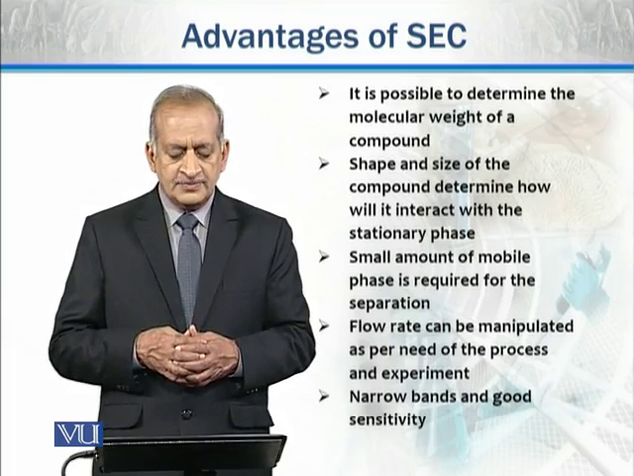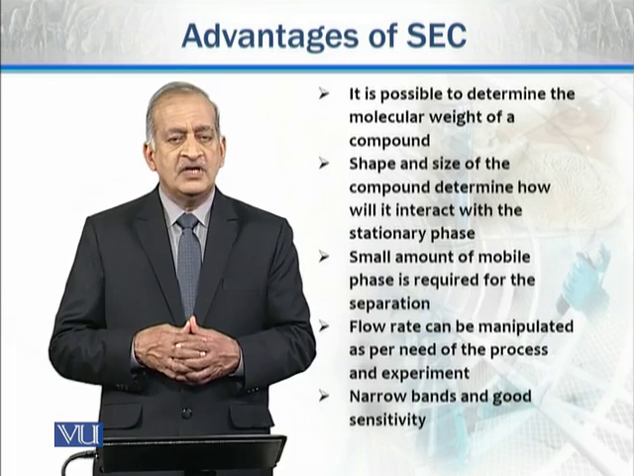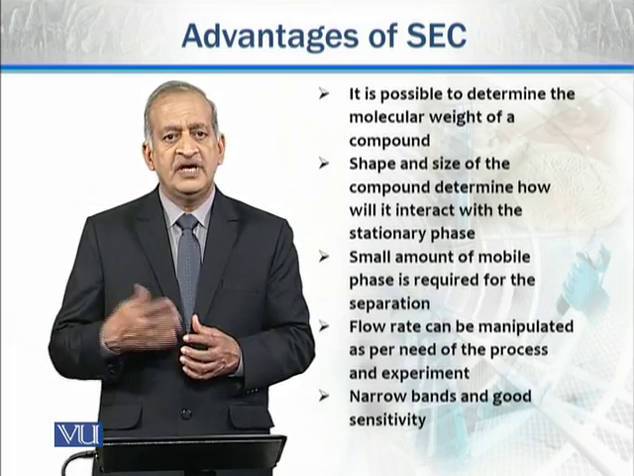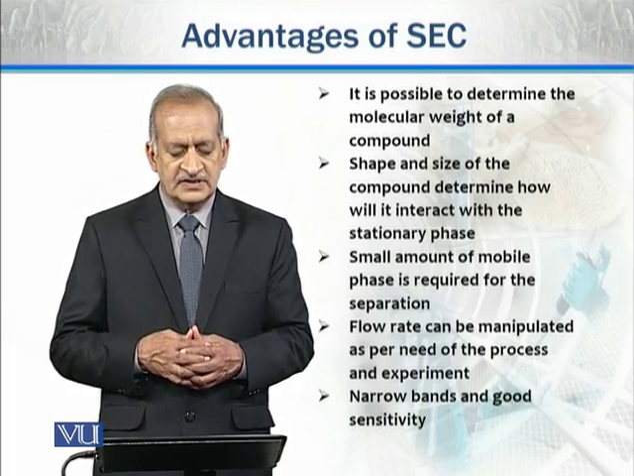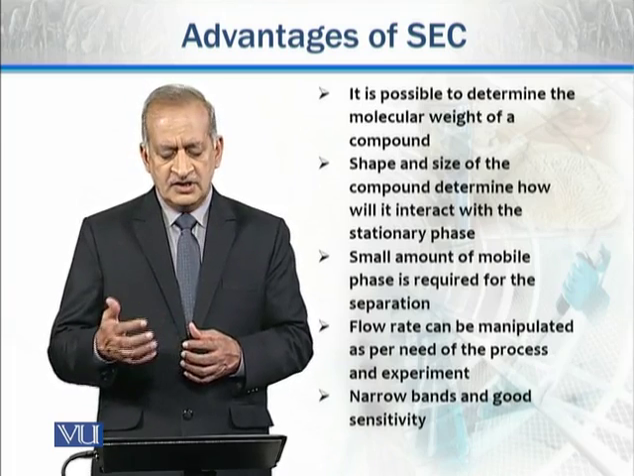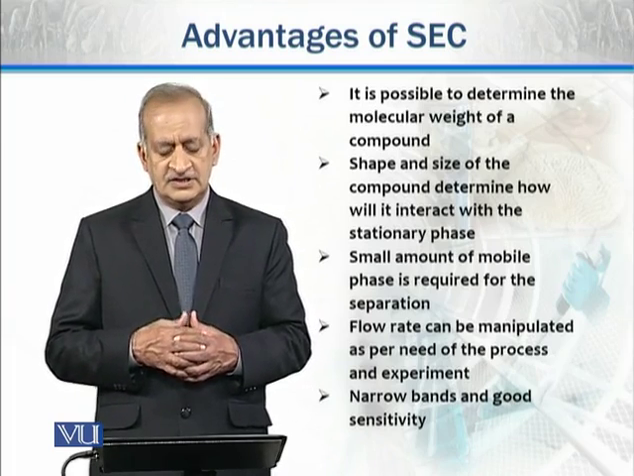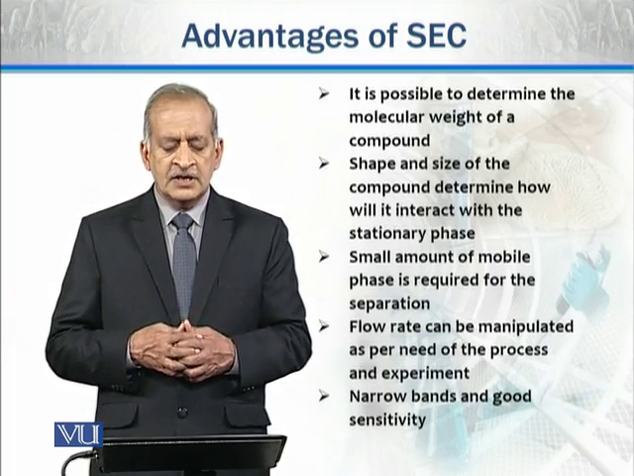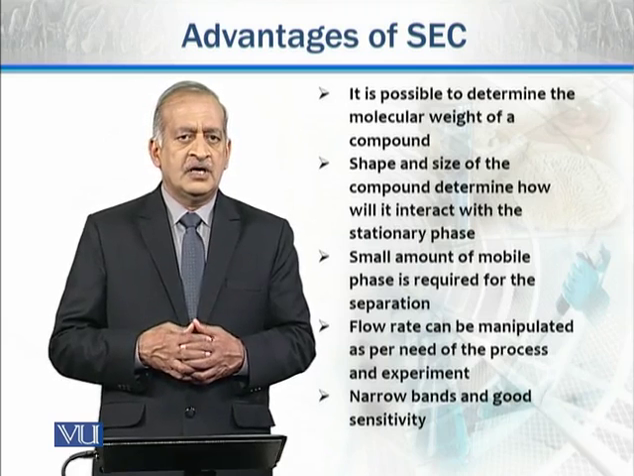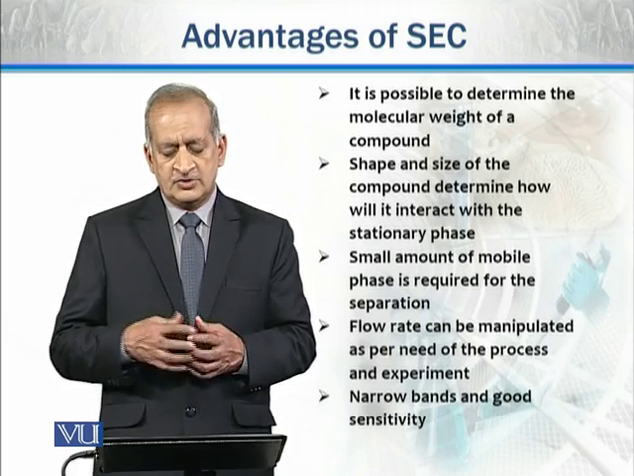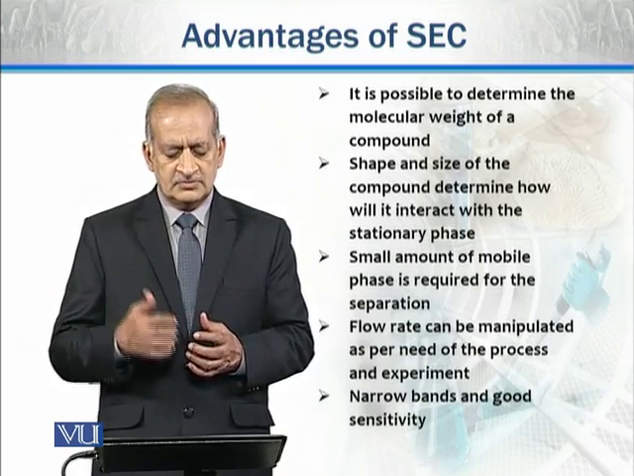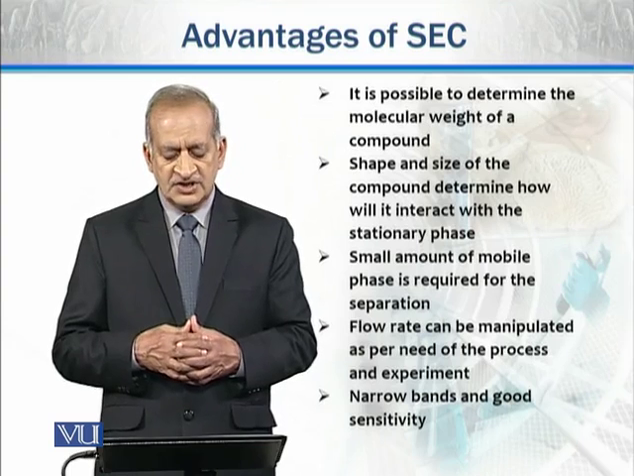Shape and size of the compound determine how it will interact with or how it will behave with the stationary phase. ज़ाहिर है उनका जो साइज होगा, जो शेप होगी, उसके अकॉर्डिंगली ये स्टेशनरी फेज के साथ ये बिहेव करते हैं, इंटरेक्ट करते हैं. Small amount of mobile phase is required for the separation. There is no requirement of large amount of the mobile phase which flows through the column. So this is one of the advantages.